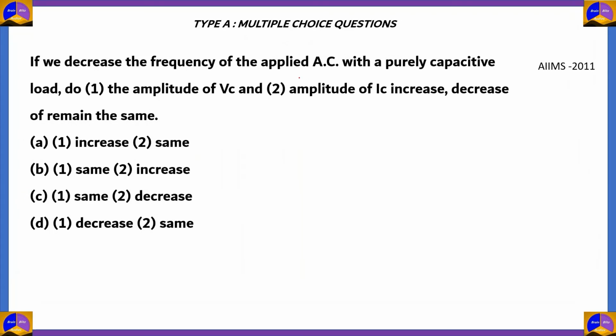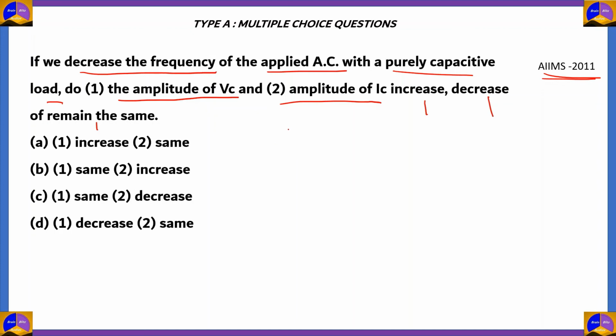This is our final question for this episode. If we decrease the frequency of the applied alternating current with a purely capacitive load, 1. The amplitude of VC, 2. The amplitude of IC, whether both of these values increase, decrease, or remain the same. You need to find that out. And we have 4 options regarding the condition of both of these quantities. Now, this question is asked in AIMS 2011.